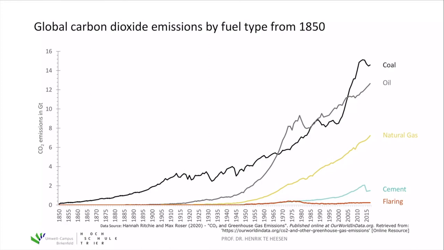At the moment, you see coal again has the highest share due to the use of hard coal, in particular in Asia and China, in coal power plants to burn coal and generate electricity. So coal has the largest contribution, second oil, and then in third place, natural gas. These are the fuels which are responsible for the carbon dioxide emissions globally.